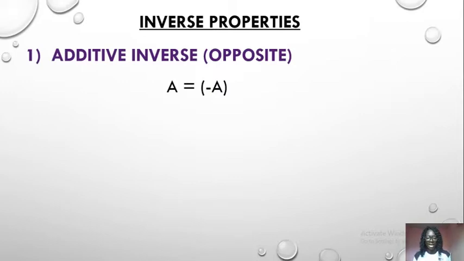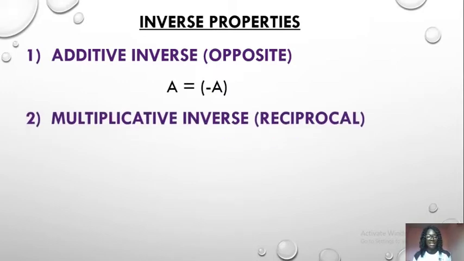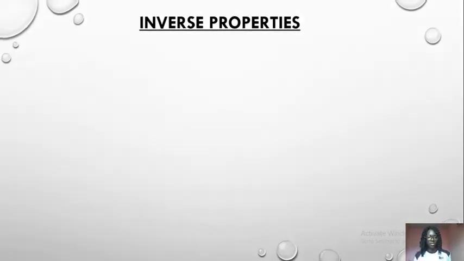Okay, so the multiplicative inverse is the reciprocal. If I have 3 and I ask, what is the multiplicative inverse of 3? You just say the multiplicative inverse of 3 is 1 over 3. So when you multiply them together, for the multiplicative inverse, you get 1.